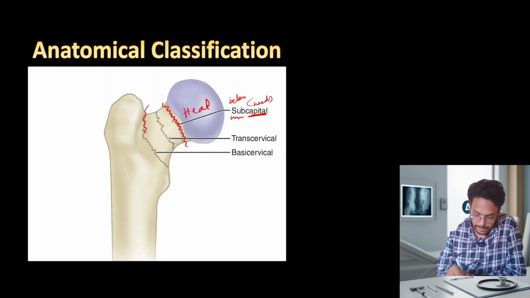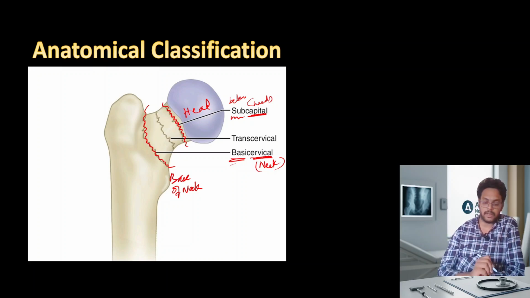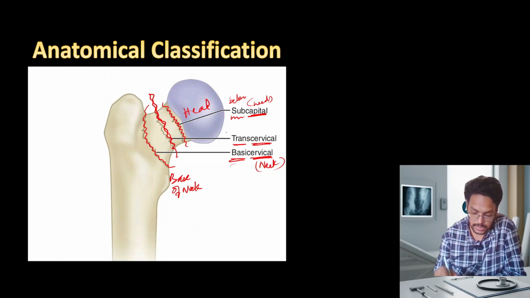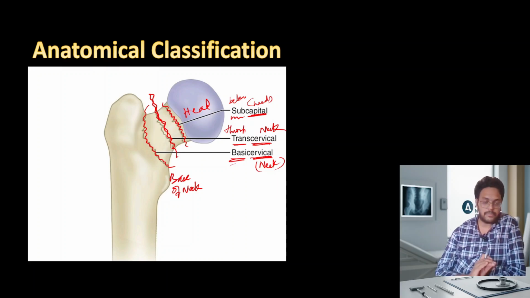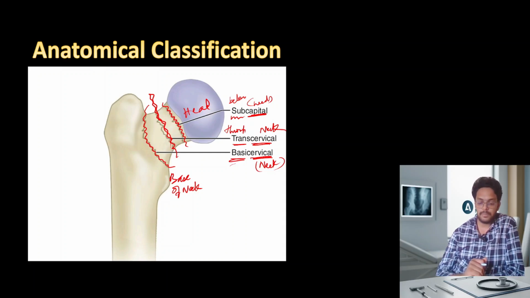If it is occurring in the base of the neck, it is basicervical. Cervical means nothing but neck. So a base of the neck fracture is basicervical. If it is occurring through the middle of the neck, that is transcervical. Trans is through, cervical is neck. So through the neck is the transcervical fracture. It's a very simple classification. Below the head subcapital, through the neck transcervical, and through the base, basicervical.